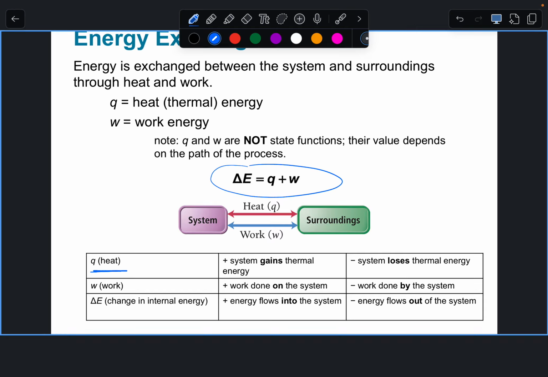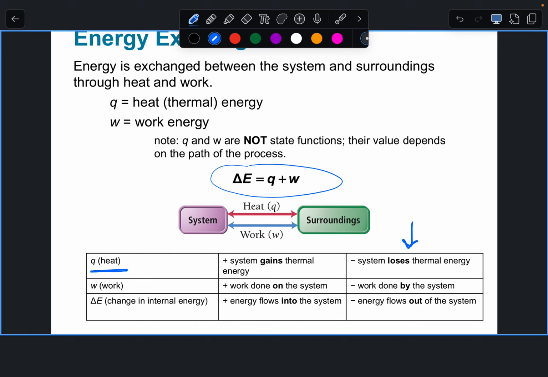When we talk about heat, that's probably going to be the easiest for you to remember how the signs work because it's identical to how energy works. If I say energy is given off, I say that that's negative. Well, if heat is given off, like a butane lighter, that would mean heat is negative. Okay, so that would be in this far column over here.